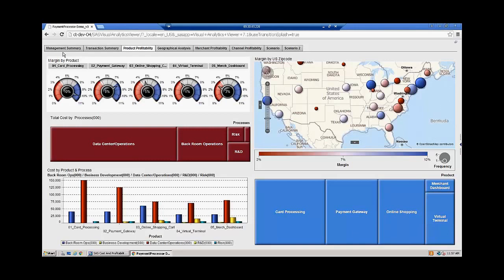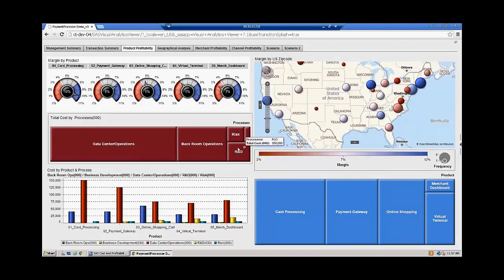The meter on the upper left shows the total target and actual net profit margin for each product: card processing, payment gateway, online shopping cart, virtual terminal, and merchant dashboard. You can see that the product margin ranges from 10 to 3%. The GeoMap on the upper right shows margin by location. The size of the bubble indicates the number of products that are in use. The color indicates the margin.